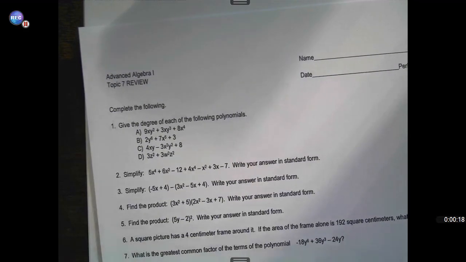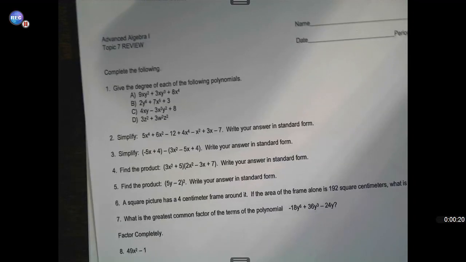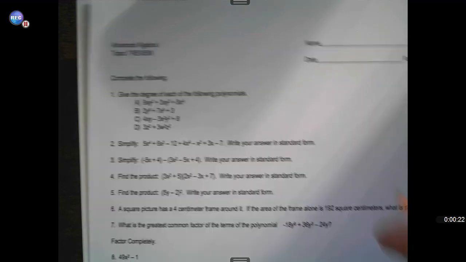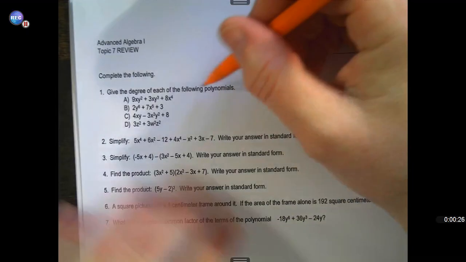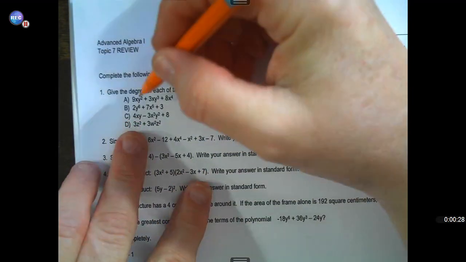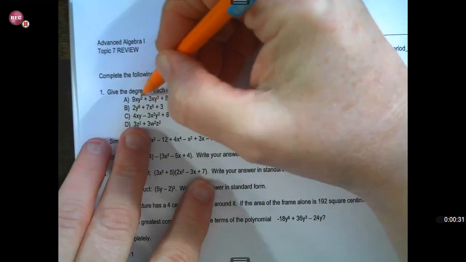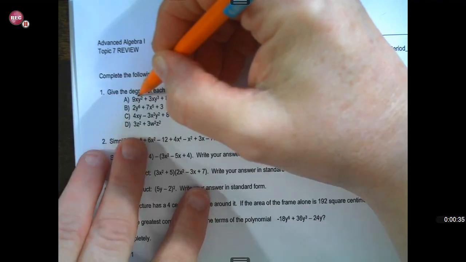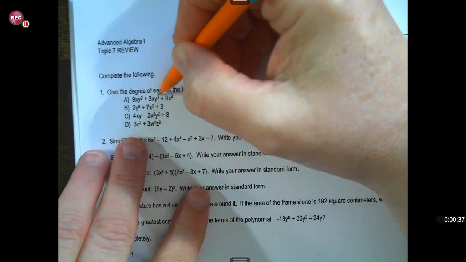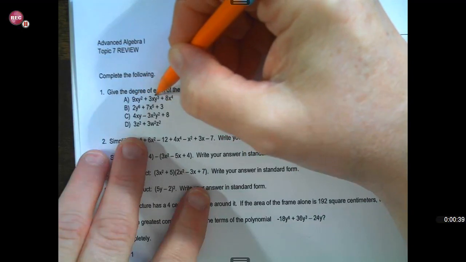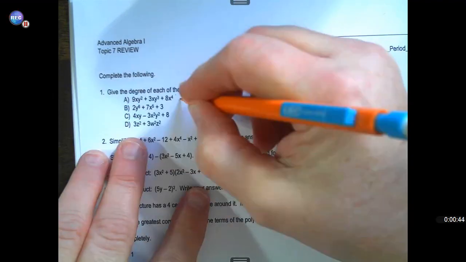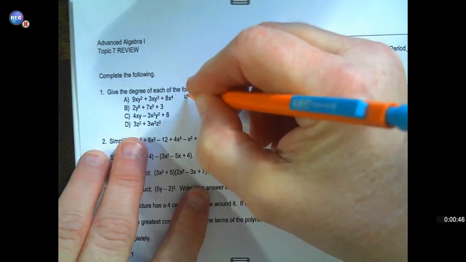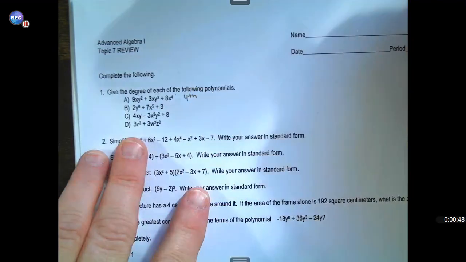This is the topic 7 review for Advanced Algebra 1. And the first question, give the degree of each of the following polynomials. And so the degree of this term is 2 plus 1, or 3. The degree of this term would be 3 plus 1, or 4. And the degree of this term is 4. So overall, we go with the largest. This is a 4th degree polynomial.